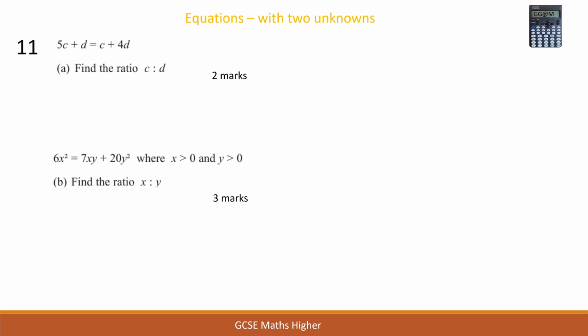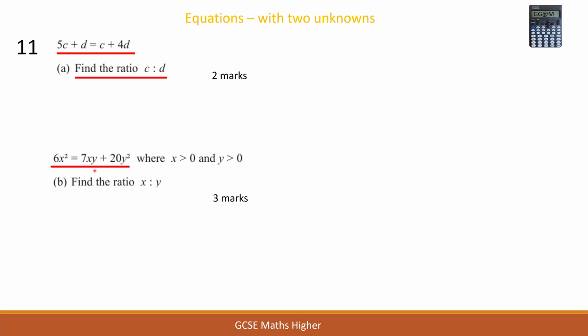This question, we've got an equation with 2 unknowns. So you can see that I've got a C and a D on the left-hand side and a C and a D on the right-hand side. This is the equation you've been given to start with, and you've got to work out the ratio between C and D. This is worth 2 marks.